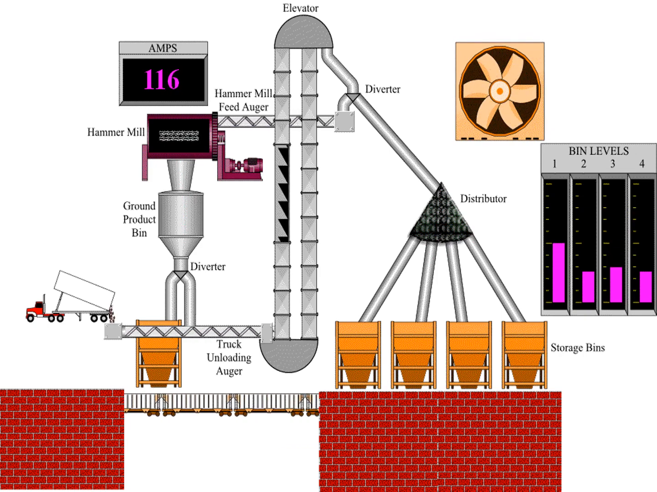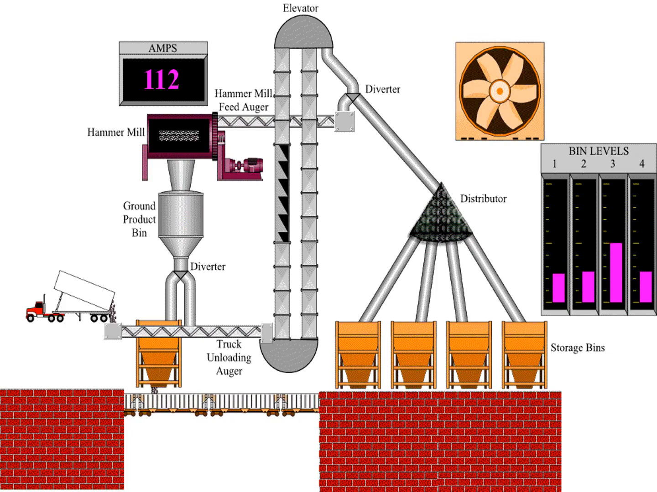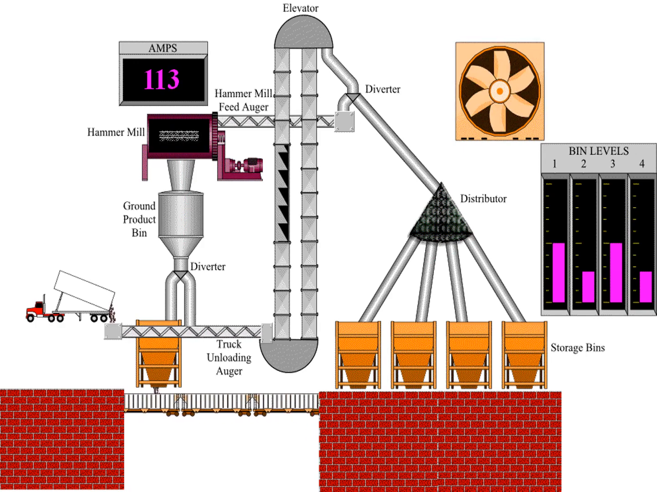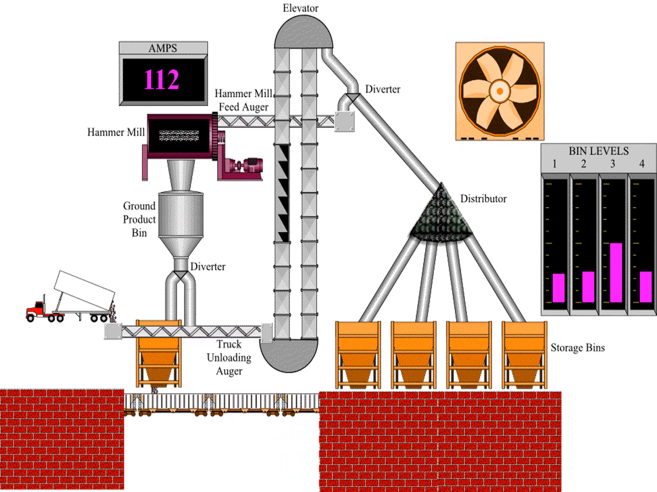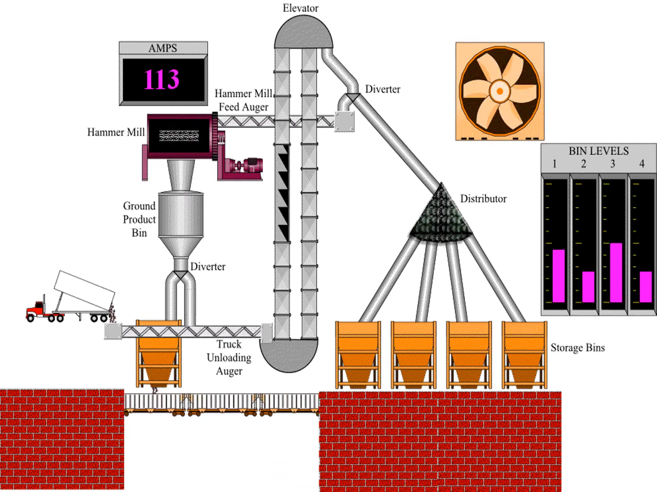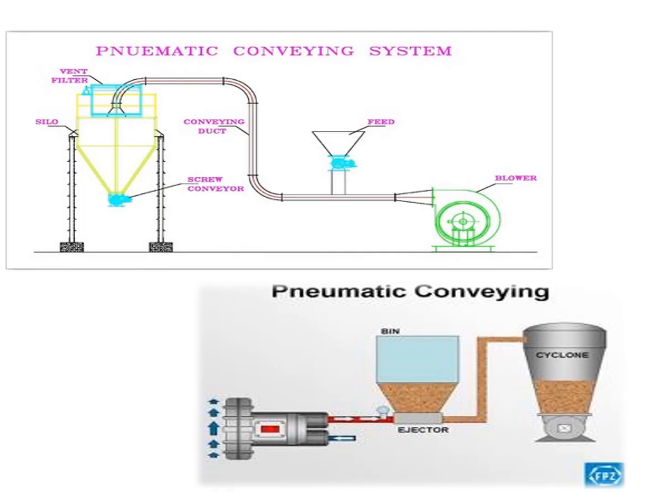In this diagram, the main components used are truck unloading auger, then hammer mill feed auger, then hammer mill, ground product bin, diverter, distributor, then elevator and storage bins. The entire pneumatic conveying system can be classified into three basic components. Those are blowing section, feeding section and receiving section.